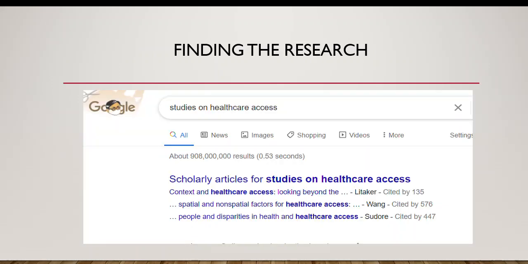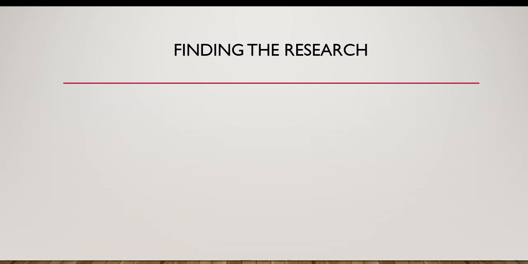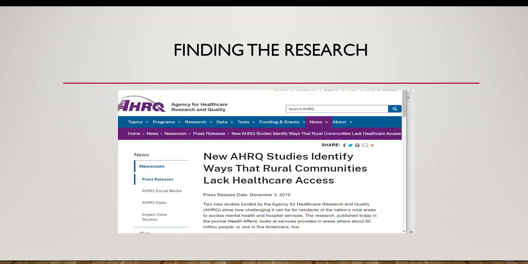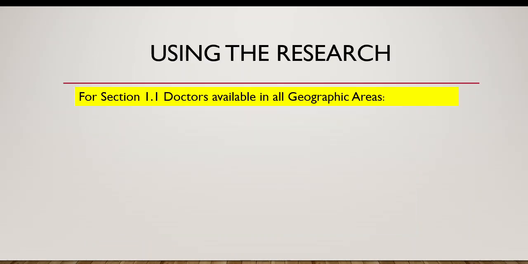What I did was I searched studies on healthcare access, and I got a whole bunch of scholarly articles for studies on healthcare access. Those would be good resources to find appropriate information. One thing that I found was from the Agency for Healthcare Research and Quality. And it was a study that showed how there are ways that rural communities lack healthcare access. This fits exactly within my area of development. It fits under Section 1, Part 1, Doctors Available in All Geographic Areas.